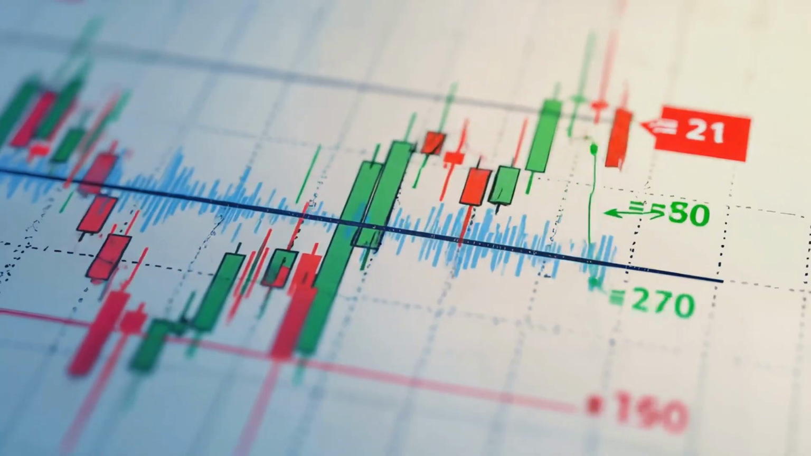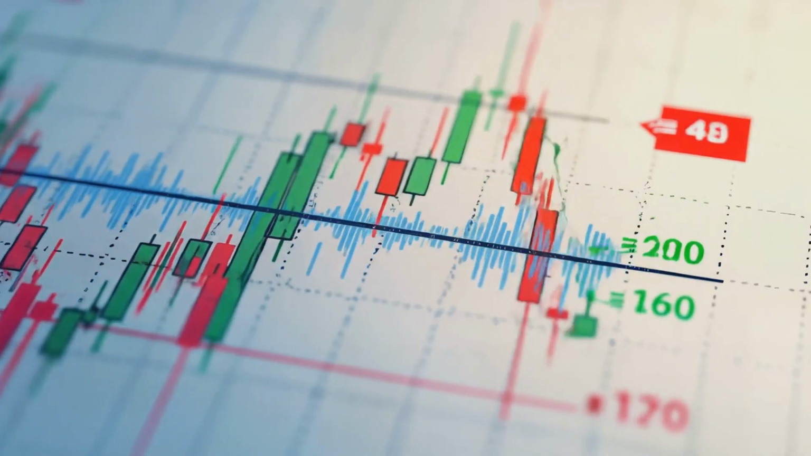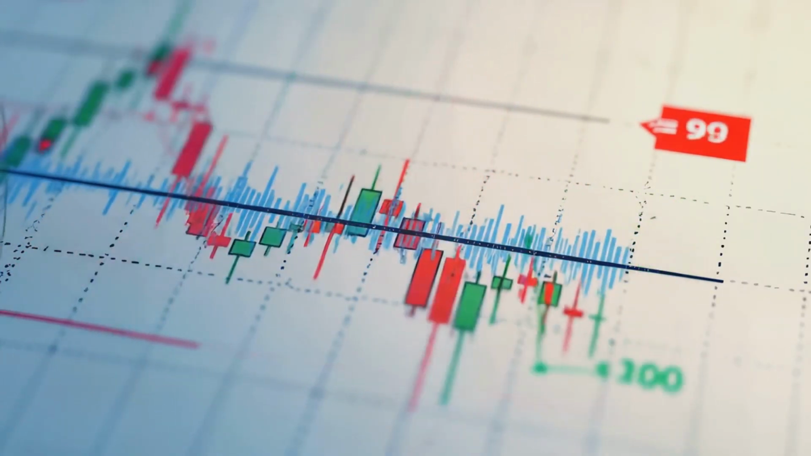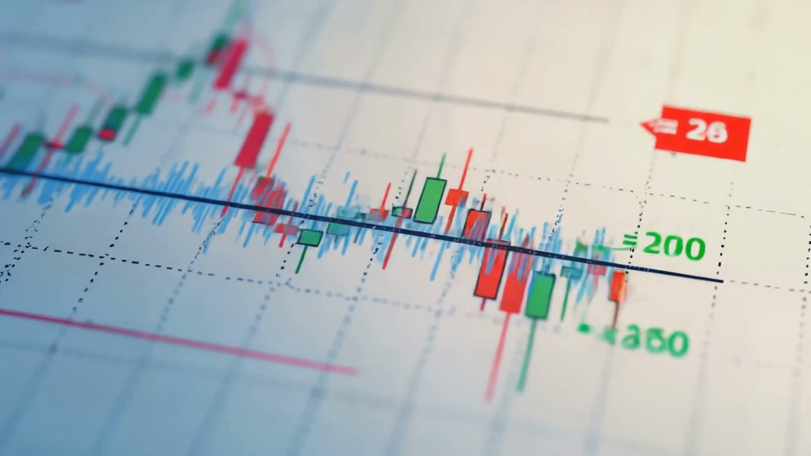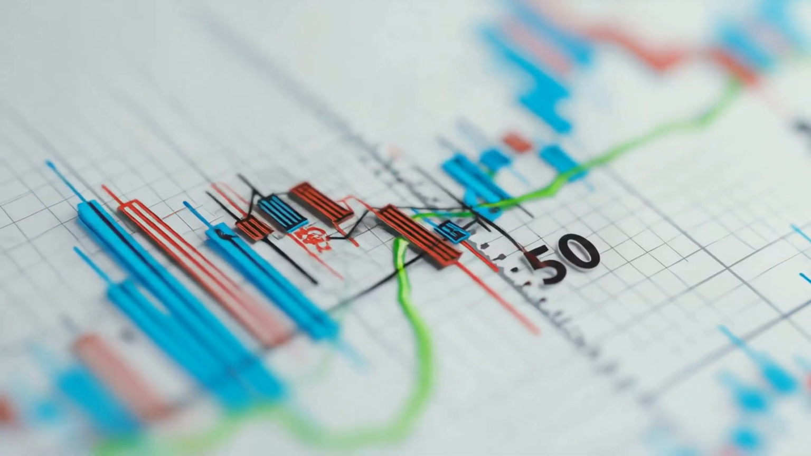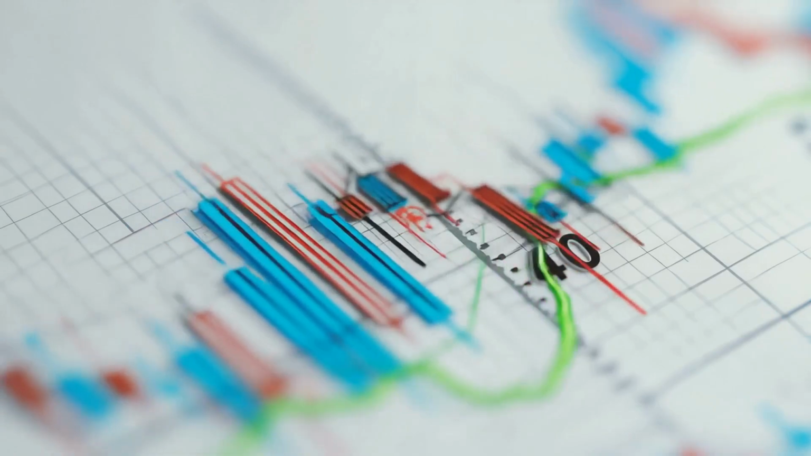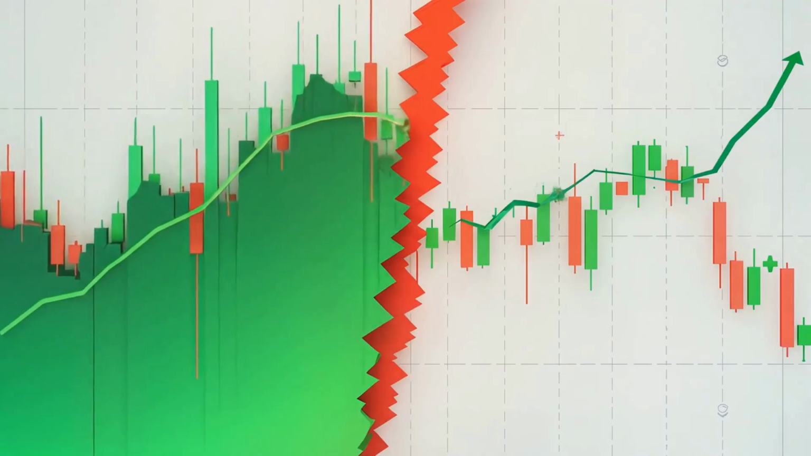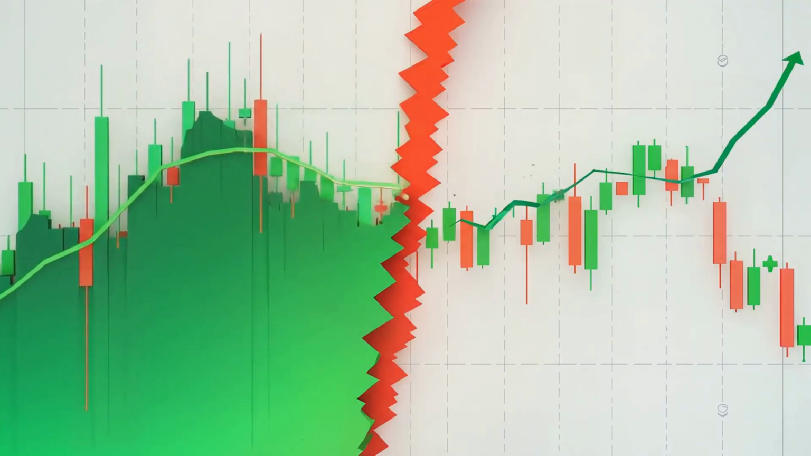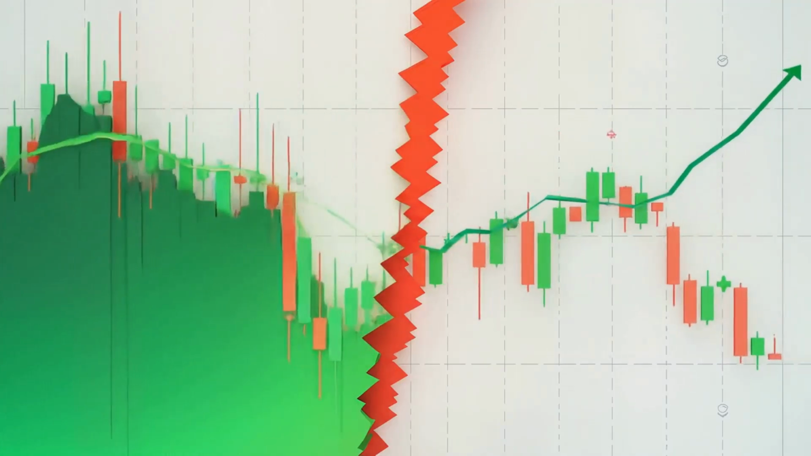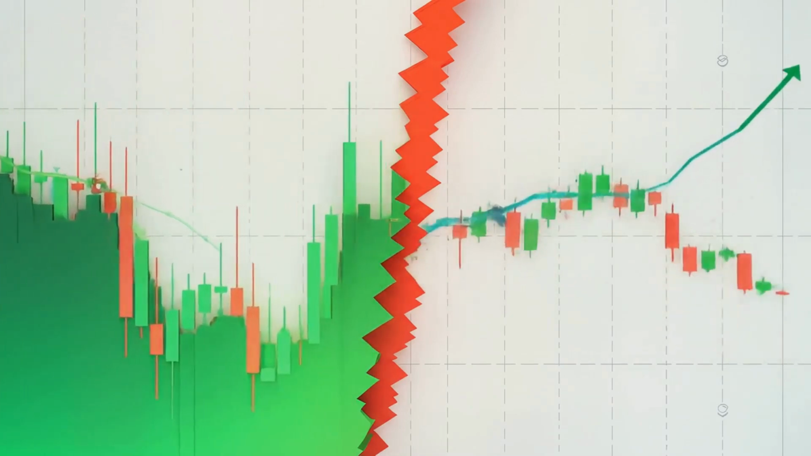Step 3. Validating signals with additional indicators. First, the RSI. Confirm overbought or oversold conditions to assess the sustainability of price movements. For example, if a bullish breakout occurs, and RSI simultaneously moves above the neutral 50 line or out of oversold territory, this strengthens the bullish signal.